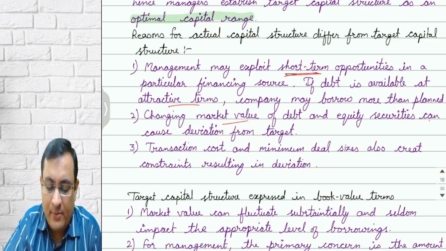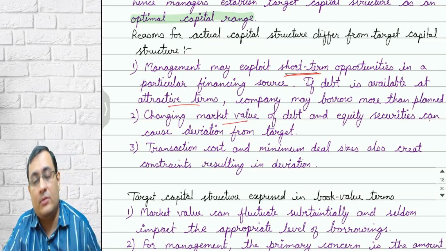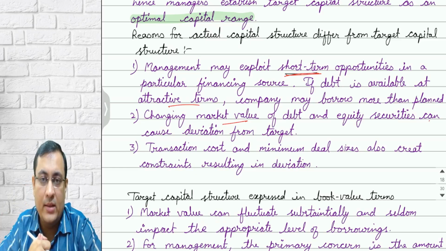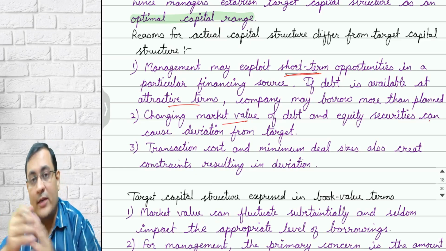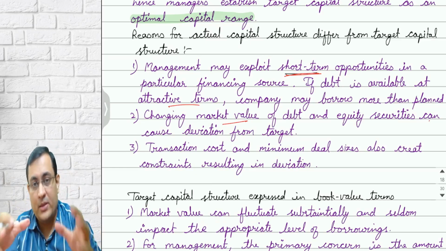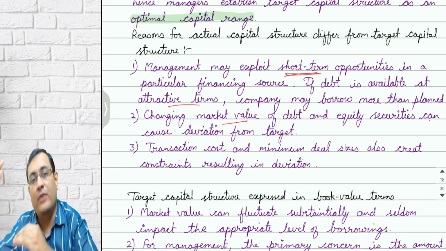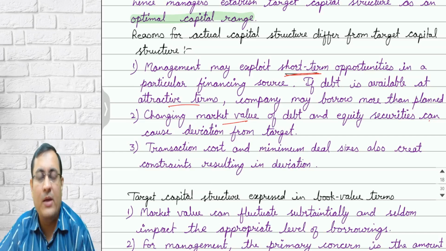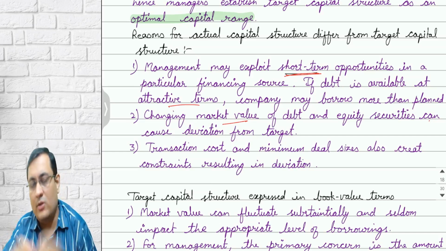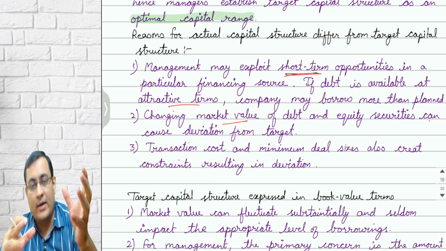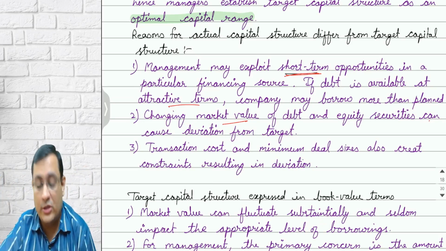Second, changing market value of debt and equity itself is going to impact the overall value and the weightage of debt and equity in the capital structure. So always having fixed capital structure weights is not possible, because the value of equity is changing as per the demand and supply forces in the market. So that is also creating a deviation from the target range which management wants to achieve.